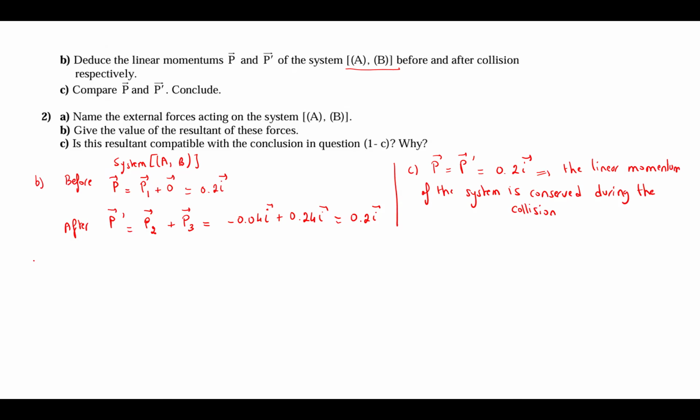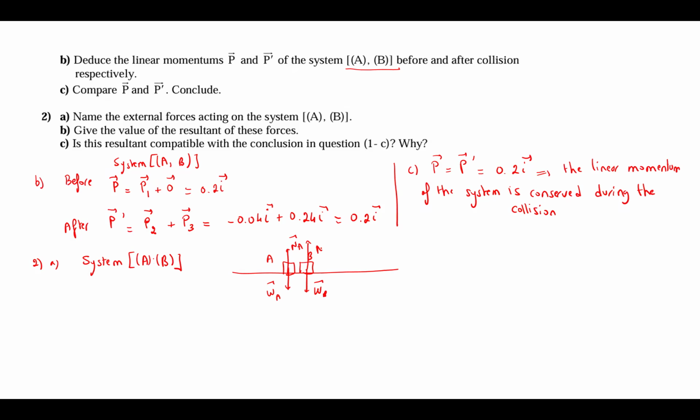Okay, now part 2. Name the external forces acting on the system A and B. We have to pay attention. When we name these forces, we have to pay attention to the system. The system is A and B, and I want the external forces. So let's suppose this is A and this is B. The external forces will be the weight on A, the normal, the weight on B, and the normal.